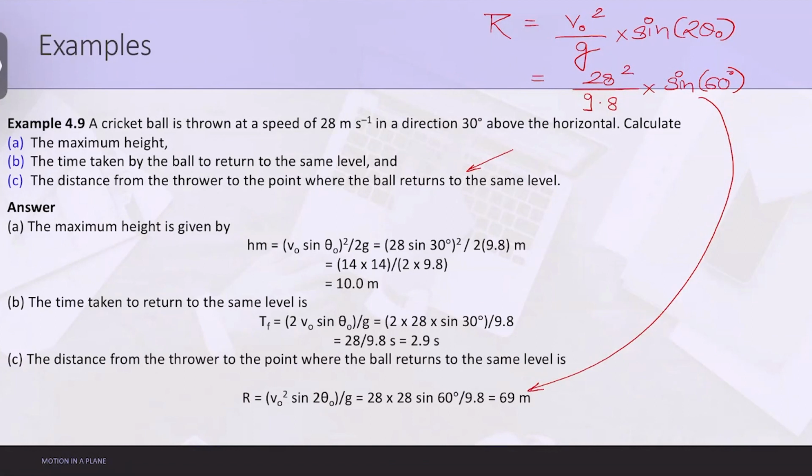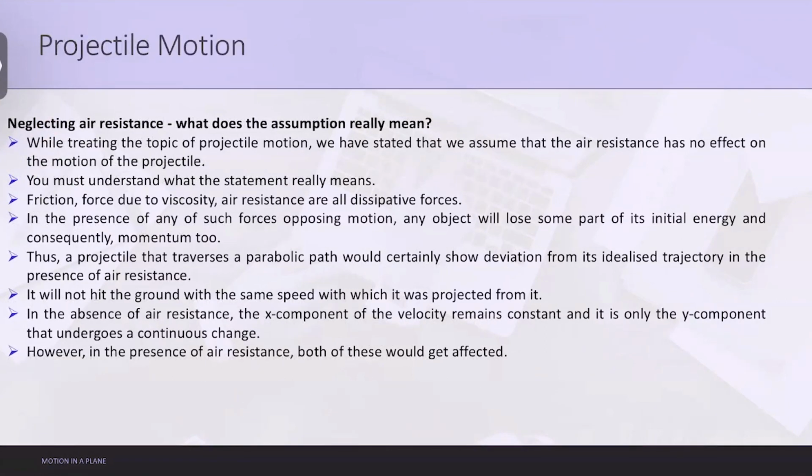So that's how you can solve for maximum height, the time taken by the ball to return to the same level, and the distance from the thrower to the point where the ball returns to the same level. That is the complete example here. So we understood projectile motion, in which we understood the equation, time, maximum height, time required for maximum height, time of flight, and range. And then we solved some questions regarding this. Right. So let's move forward.